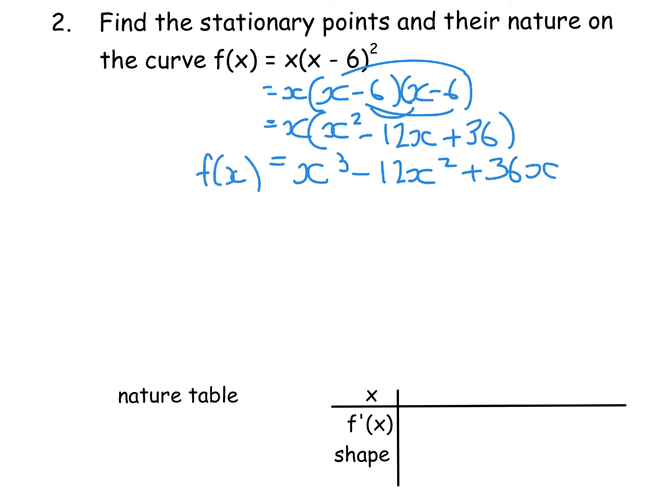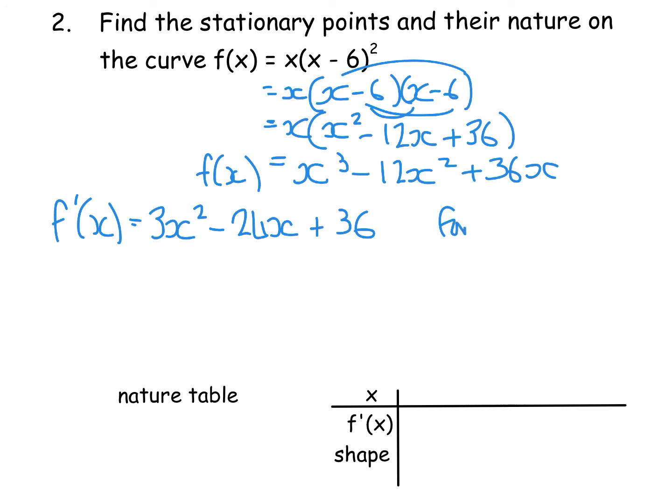So this was my basic term all expanded. So f dashed x equals, times by the power, lower the power, gives you 3x squared. Take away 12 times 2 is 24x. And 36x when differentiated just goes to 36. And remember that for stationary points, I'm just going to shorten it to SPs, we're going to set f dashed x equal to 0. So that's a wee statement that you have to write.